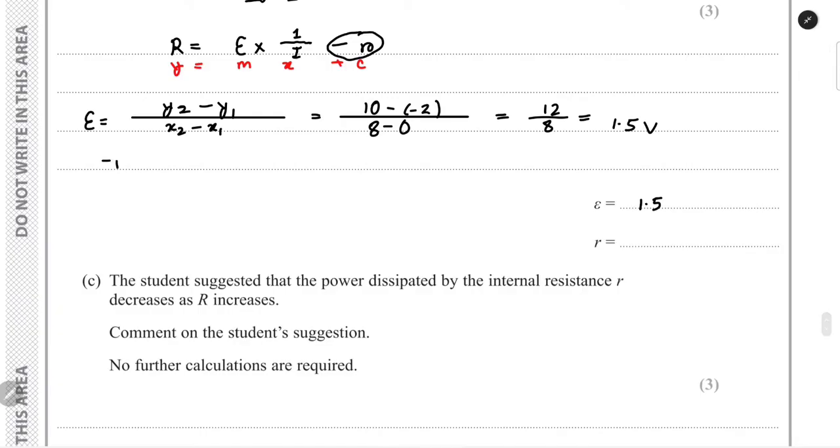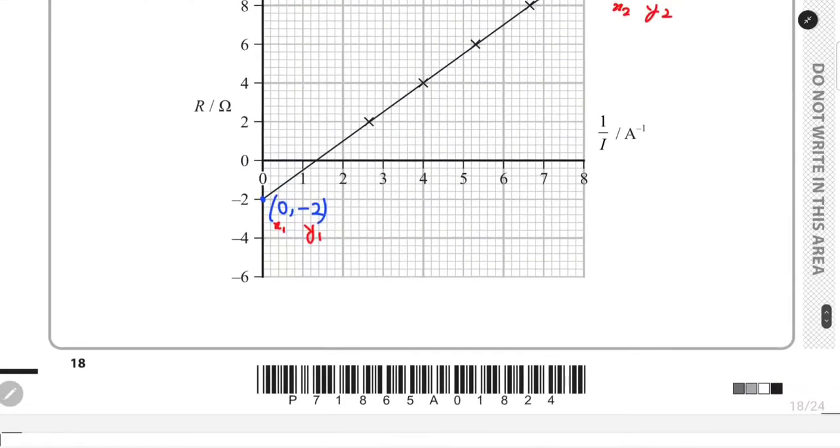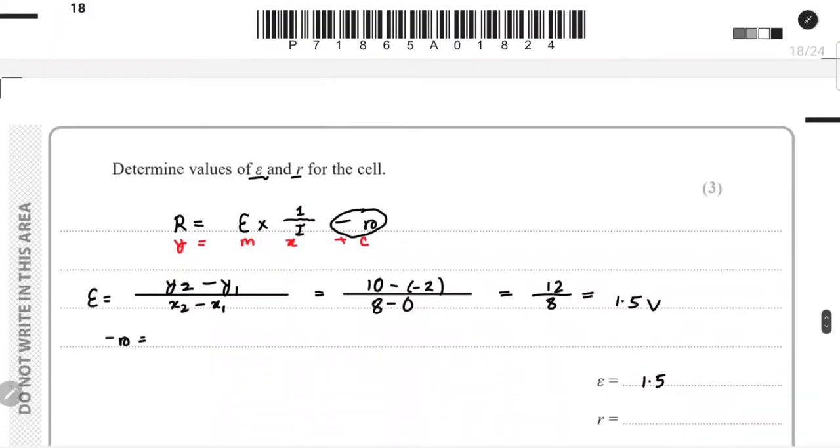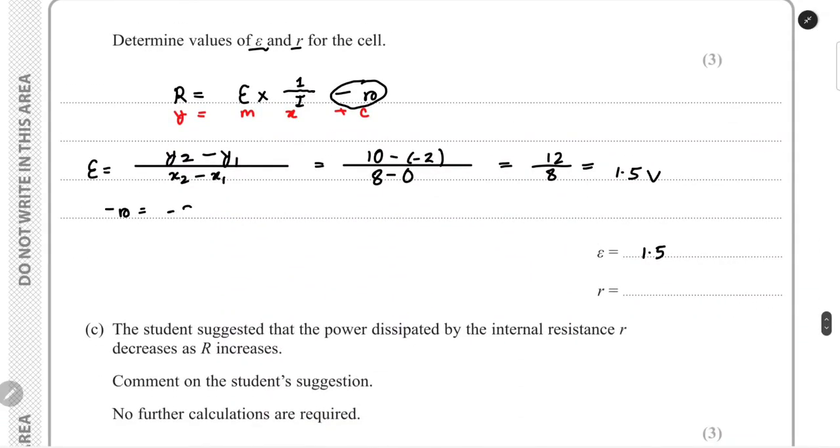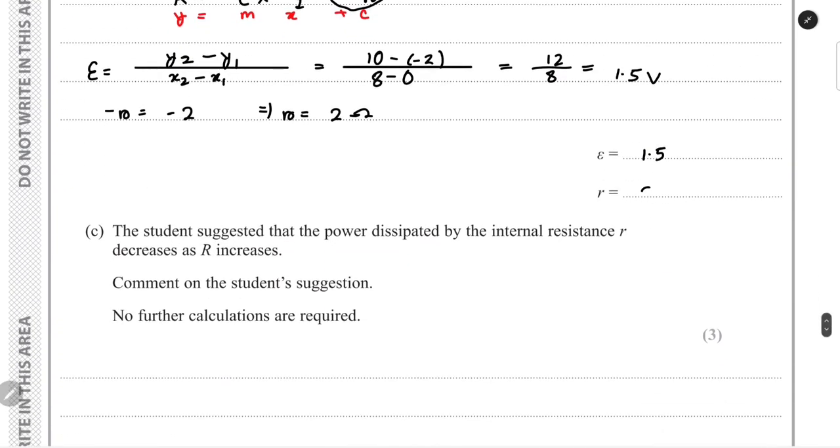Now minus r is the y-intercept. The y-intercept in this case is minus 2. So minus r is equal to minus 2. r will be 2 ohms. We have to state the units as well.